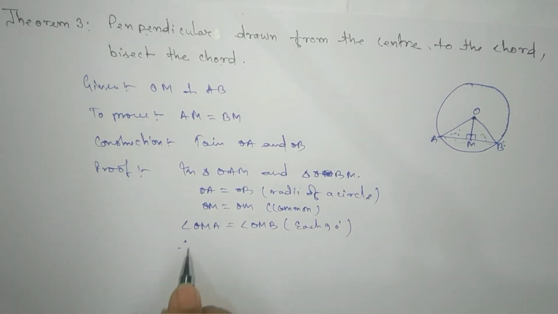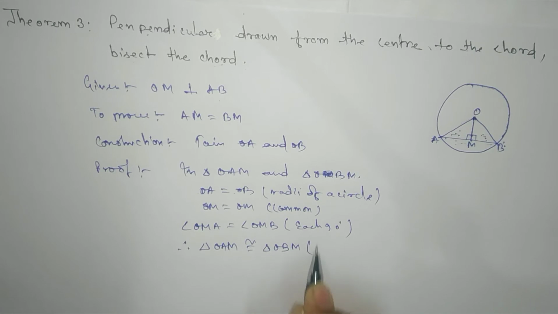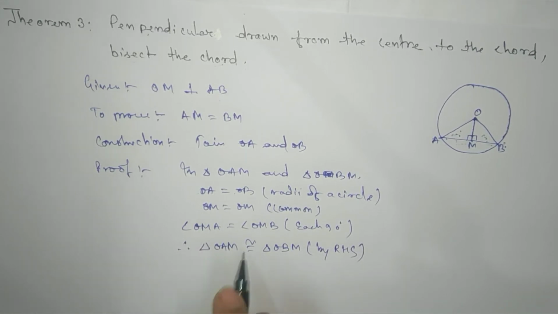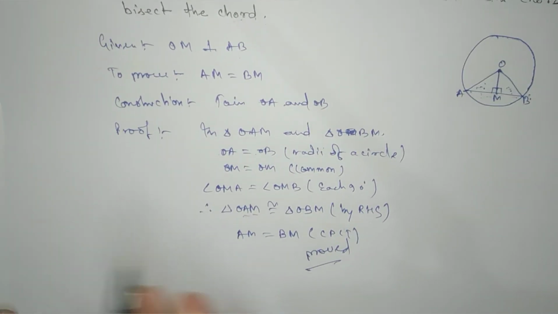Therefore, we can say that triangle OAM is congruent to triangle OBM by RHS. If these two triangles are congruent, that means by CPCT we can say that AM equals BM. This only we needed to prove. Proved. And the converse of this one, we're going to see the converse.